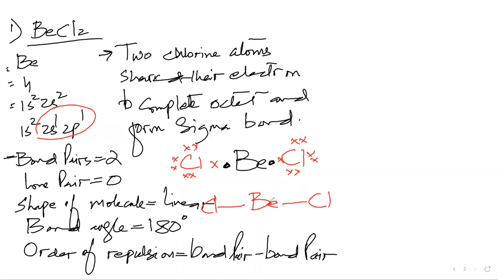So whenever there are 2 bond pairs and no lone pair, the bond angle should be 180 degrees and the shape of the molecule is only linear. And in this, what type of repulsion is present? Only bond pair and bond pair.